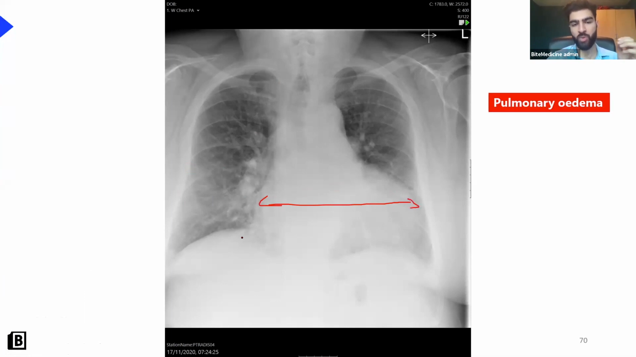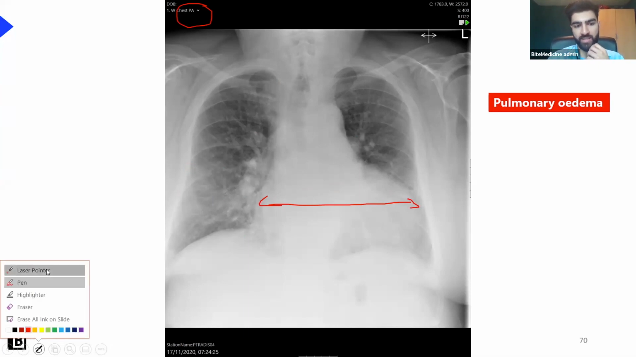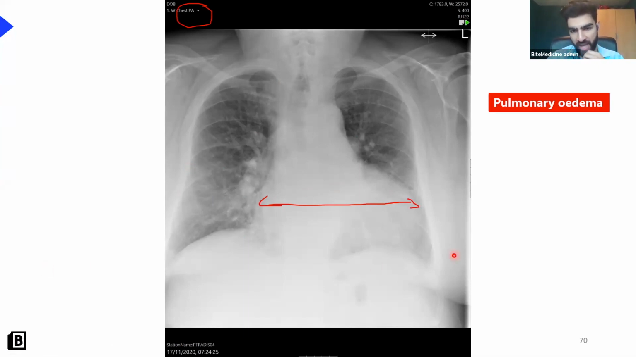That's not normal. Remember, we're looking at the normal films, the heart was way smaller than that. This is a PA film, if you look at the top, so we can assess heart size here. This is classic of pulmonary edema. I don't think they have a pleural effusion, but just because they don't have a pleural effusion doesn't mean they don't have pulmonary edema, okay?